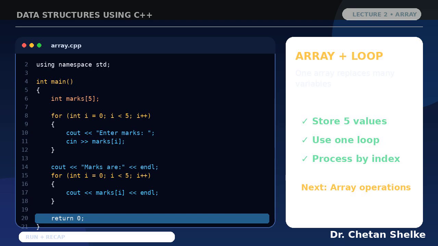Check the output. What we learned today: instead of creating 5 different variables, we created only one array, and with the help of a loop, which is called a for loop, we stored and displayed the values.